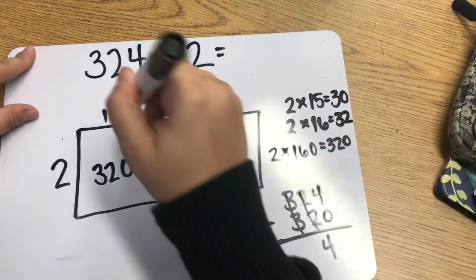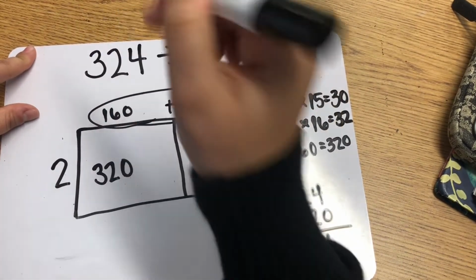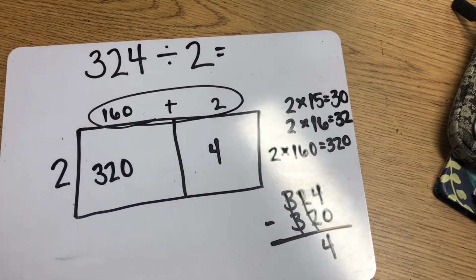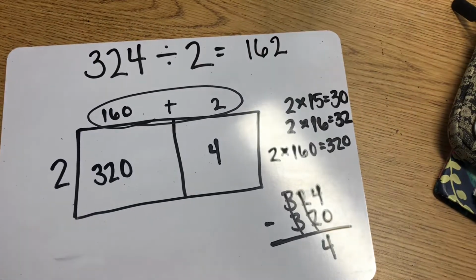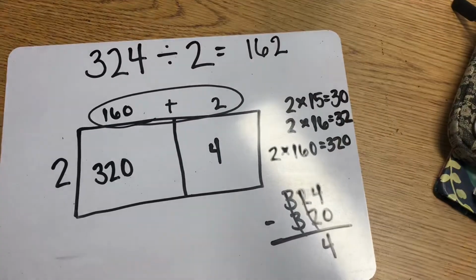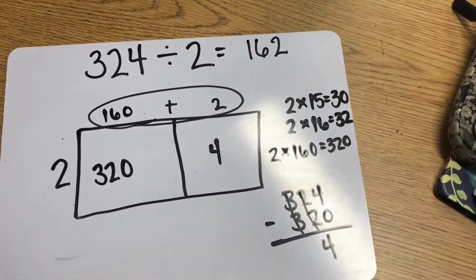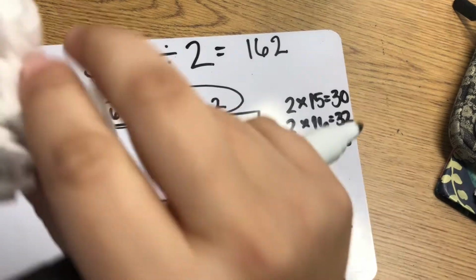Correct? Yay. And then I want to add my factors up here. So then I get 162, which shows me that 324 divided by 2 equals 162. So basically, you can check your work and everything if you use this strategy.